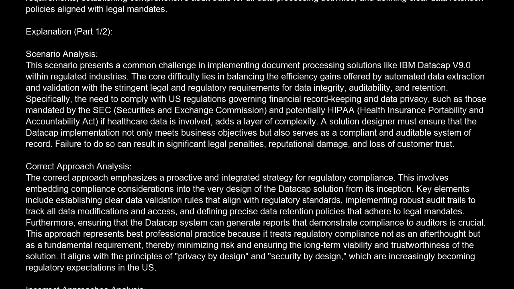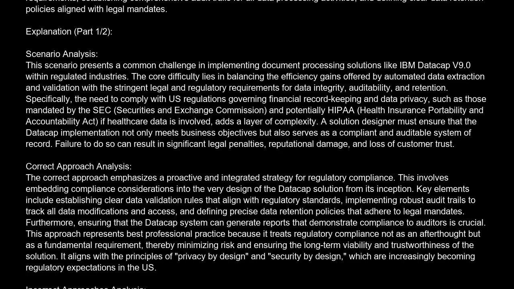The correct answer is C. Prioritizing the implementation of robust data validation rules that directly map to specific U.S. financial regulatory requirements, establishing comprehensive audit trails for all data processing activities, and defining clear data retention policies aligned with legal mandates. Explanation. Scenario analysis.